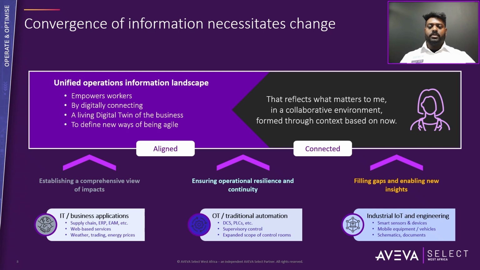If we start with the IT, here we're looking at establishing a comprehensive view of impacts. Here we'll be looking at questions like, how do I visually unify all my scattered data that exists in silos? With the OT, we focus more on ensuring operational resilience and continuity. So where can I minimize rip and replace when evolving my OT landscape? And lastly, the industrial IoT and engineering. We look at filling gaps and enabling new insights. So what architectural flexibility is necessary to transform? All these need to be aligned, and all these workers need to be connected to achieve this.